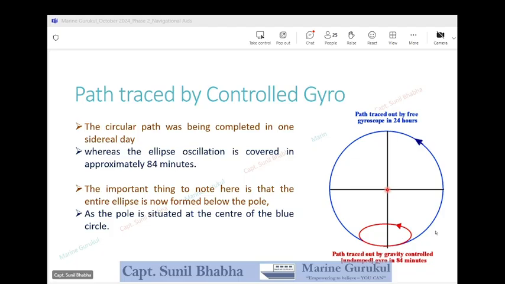Very important thing to note here, which we will be using later in the explanation of the gyro, is that the elliptical path traced by a controlled gyro is entirely below the pole. At no point on the ellipse does the spin axis go above the pole. The spin axis always remains below the pole. So this will be used later on when we understand the elliptical motion in detail.